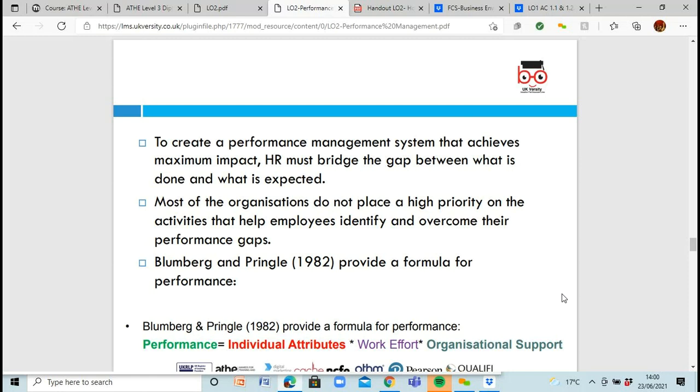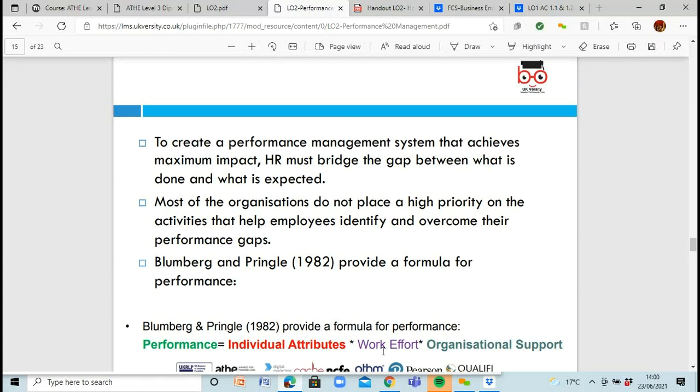But Bloomberg and Pringle in 1982 provided a formula for performance. They say that performance is made up of three things: your individual attributes, your work effort, and your organizational support. So how skilled you are, what sort of effort you put in, and how much support you're getting from work.